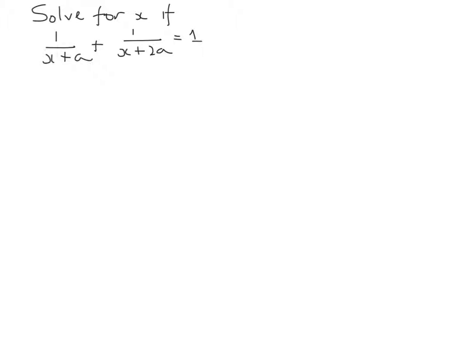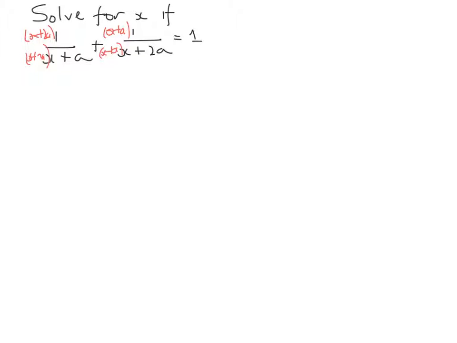Okay, so here's the next one, and the next one is much more complicated, unfortunately. What we've got here is two fractions, and we've got to solve for x. Now, what we're going to have to do is to get a common denominator. So what I'll do with this first one is multiply top and bottom by x plus 2a. And for this one, I'll multiply by x plus a on the top and bottom.